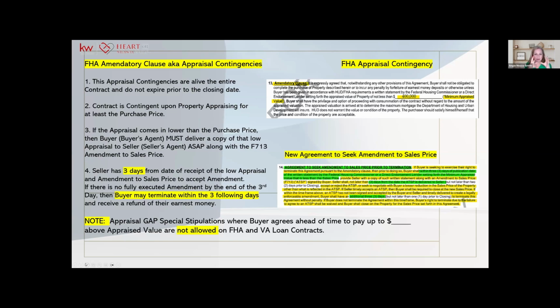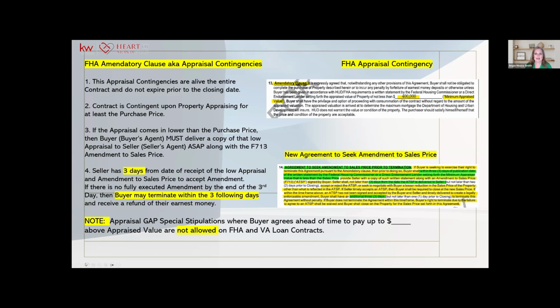So as soon as you obtain a copy of that low FHA appraisal, you need to deliver that to the seller along with the F713 amendment, and put the appraised value in there that came in low. And then the seller has 3 days to accept it, reject it, negotiate it, and either you have a fully executed amendment at the end of that time period or you don't.